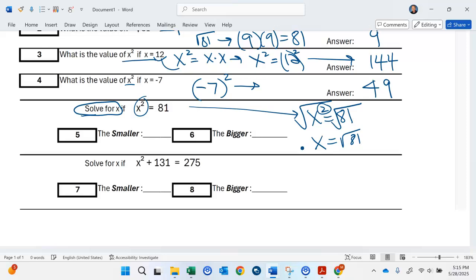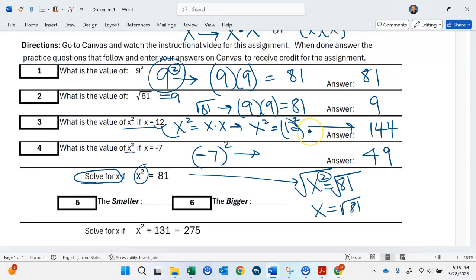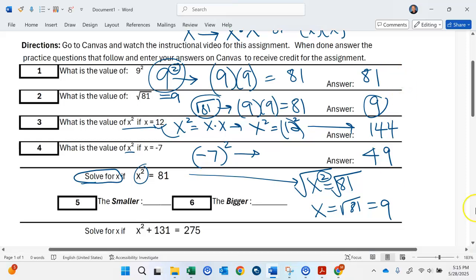And we already did that up here, right? That's why I use this number. We already did that up here. We found the square root of 81 was 9. So it's the same, right? But very important, when you take the square root, you get a number. It's called plus or minus 9, not just 9.